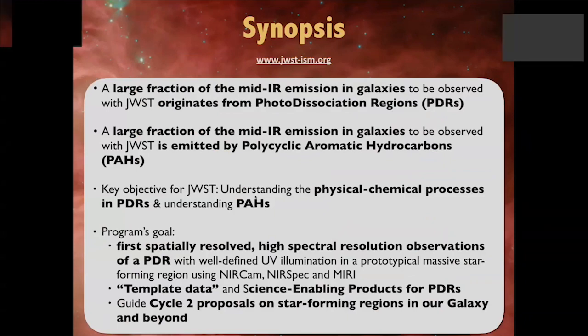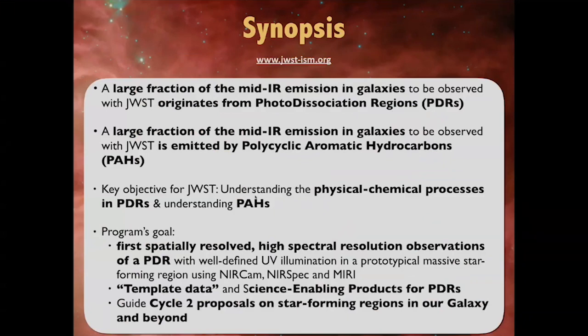And so I want to wrap up by saying that JWST will see a lot of emission from PDRs, from our local Milky Way up to galaxies at redshifts 3, 6, etc. A large fraction of the emission from PDRs will originate from polycyclic aromatic hydrocarbons, and so the key objective for JWST, and in particular for this proposal, is understanding the physical chemical processes in PDRs and understanding the chemical evolution of the PAH family. And I thank you for your attention.